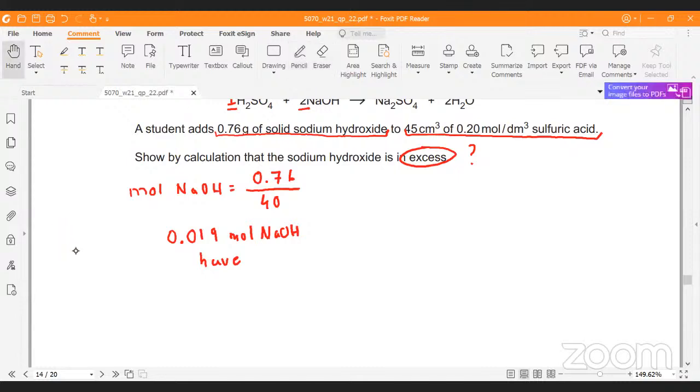Now, a couple of things you can do with this, and what I would do first myself is use the same idea and find the moles of the sulfuric acid, right? So the formula that we want to plug in here is we take the concentration, which is 0.20, and multiply it by 45 over 1,000, okay? So 0.20 times 45 cm³, or 0.045 dm³, and I end up getting 0.009 moles of sulfuric acid, right?